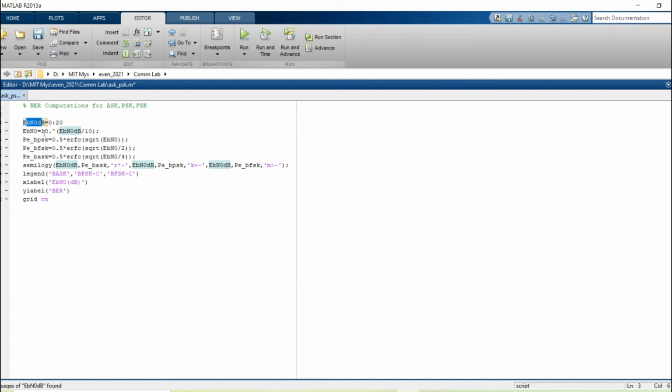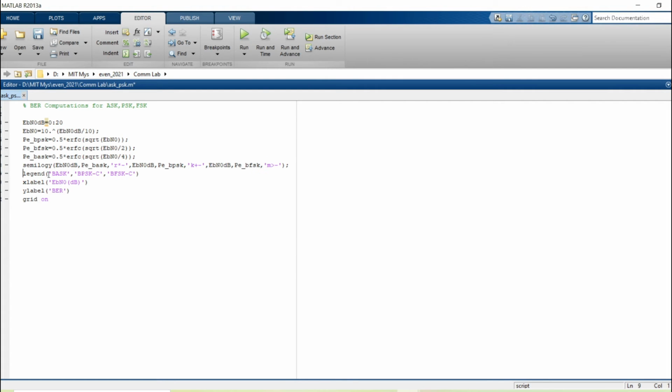Okay, we have converted into linear scale and we have calculated all the bit error rates. Now we need to plot them. For that, we use a semilog graph. The function we are using is semilogy, where Eb N0 dB will be our x-axis. Then the y-axis will have the BASK, BPSK, and BFSK variations.